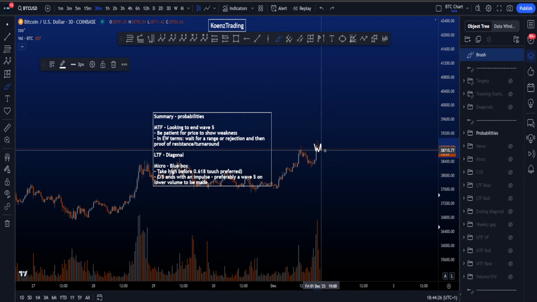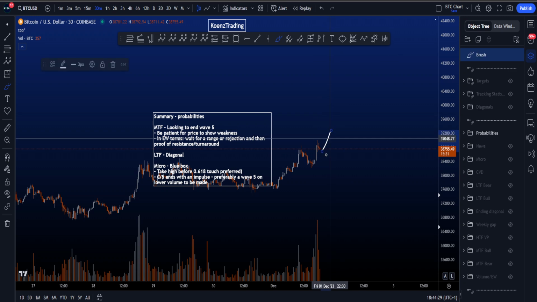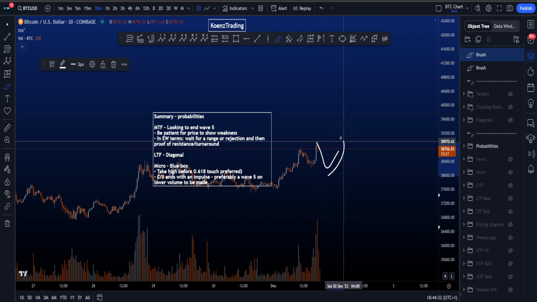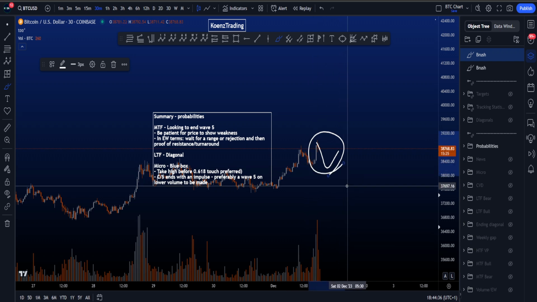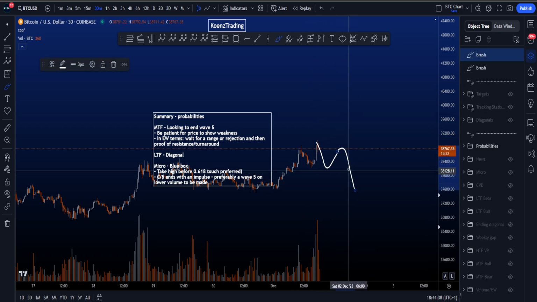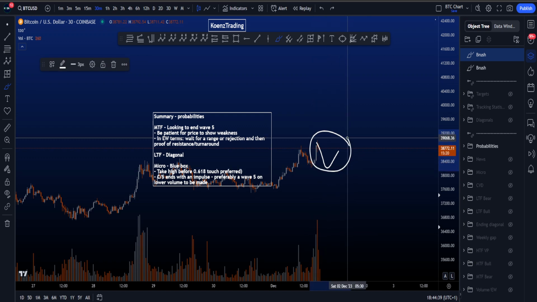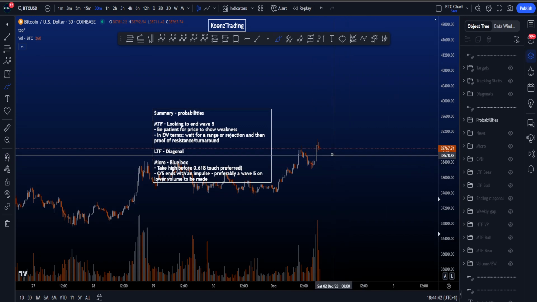If we get a range, we can observe the probabilities for up or down. If we get a bit of a rejection and then a retracement, we can assess the probabilities of this potential move for bearish continuation depending on the proof of resistance that we then see at the moment and the structure of price moving to the downside.